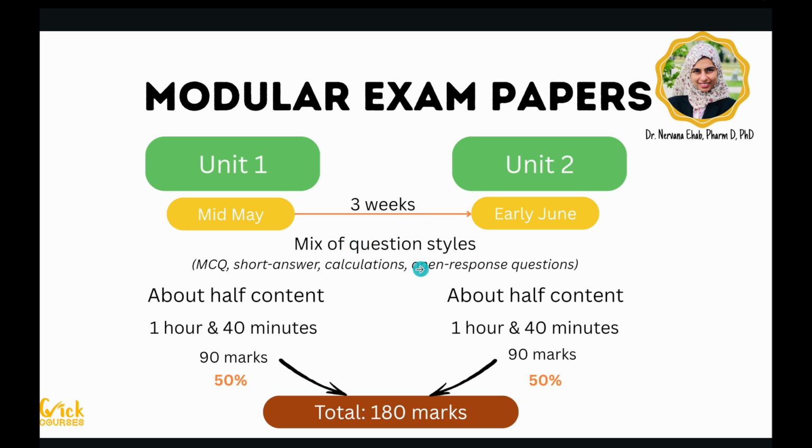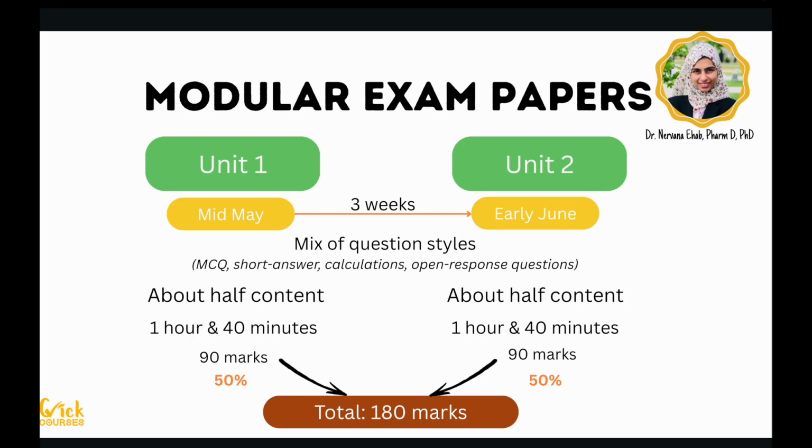Very similar exam styles, question styles: multiple choice, short question, long question, calculation. The only difference is the topics. Most of the topics in Unit 1 are not included in Unit 2, and most of the topics in Unit 2 are not included in Unit 1. So the topics are a bit separated.